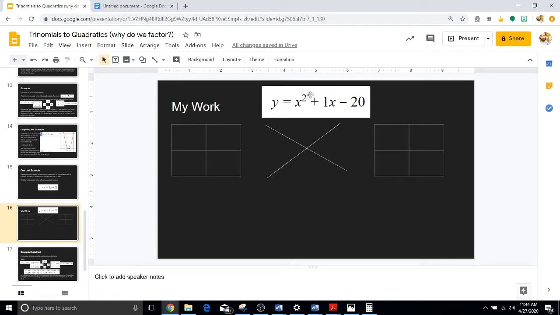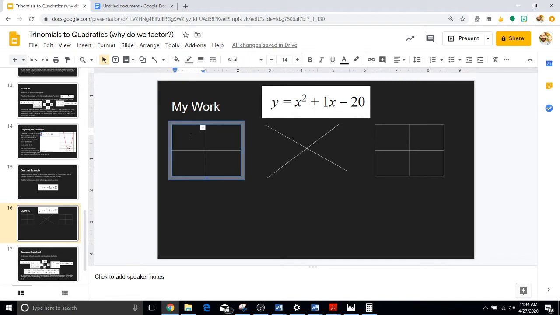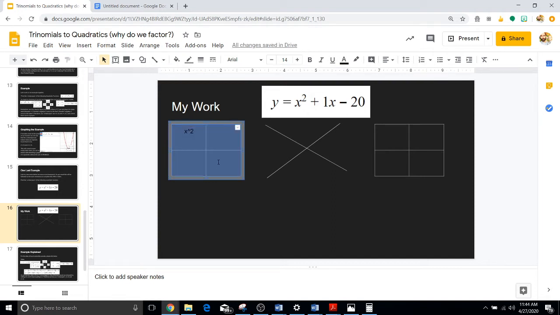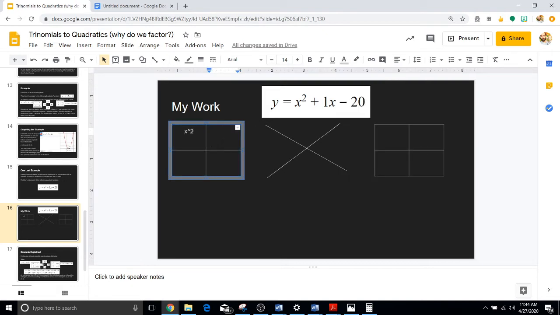Well, the first thing we got to do is put our full-on ax squared in the top left. So this is going to give us x squared. We can actually change the font for this one. There we go. All right, we also don't know what's going to be on either of these two diagonals, but in the bottom, we're going to have our negative 20. Fantastic. Well, we got to figure out what goes on the top and the bottom over here and here.